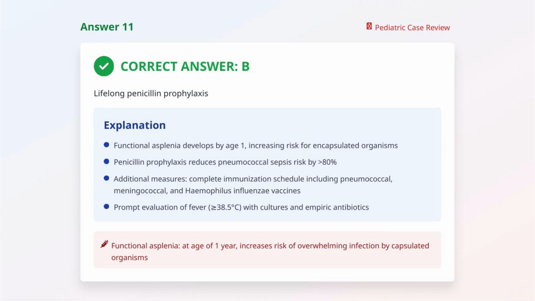Additional preventive measures include a complete immunization schedule with pneumococcal, meningococcal, and Haemophilus influenzae vaccines. Prompt evaluation of fever, 38.5 degrees Celsius or higher, with cultures and empiric antibiotics is essential. While annual influenza vaccination is important, it is not as critical as penicillin prophylaxis. Monthly intravenous immunoglobulin infusions and quarterly complete blood count monitoring are not standard preventive measures for infection in this context.